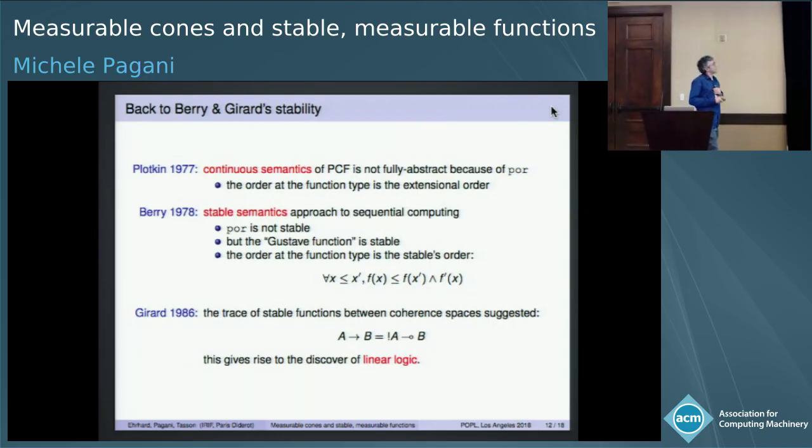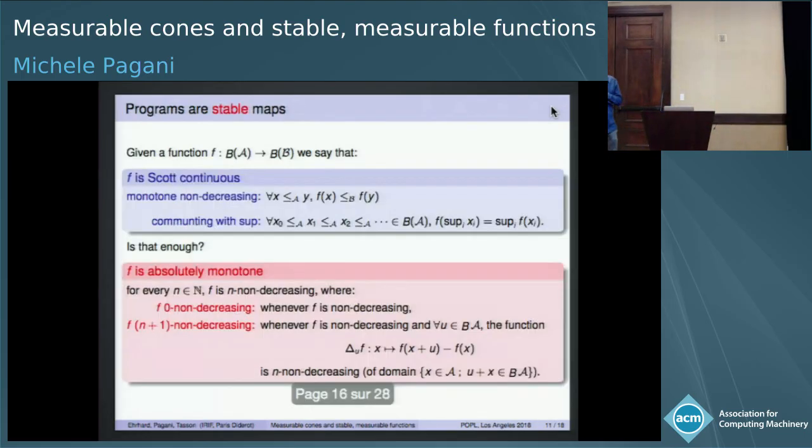But the interesting part is that in order to get a Cartesian closed category, Berry had to change the order at the function type. You have to take not the extensional order, as in the continuous semantics, but the stable one that is defined that way. But this is not important for us. So the situation that we have here is exactly the same.